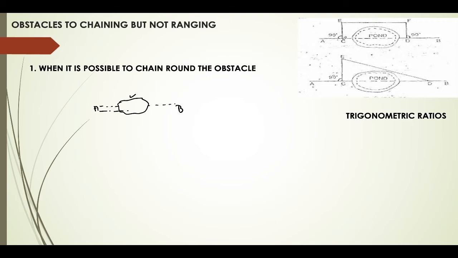In the first method, let A and B be the two end points. Let C and D be beside the pond or a lake. Erect a perpendicular line and mark the point E, and then from D erect a perpendicular line and mark F. Measure the distance between E and F, and the distance EF will be equal to CD. So the total distance you can calculate by adding AC plus CD plus DB.